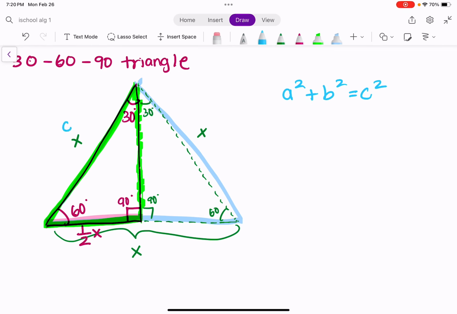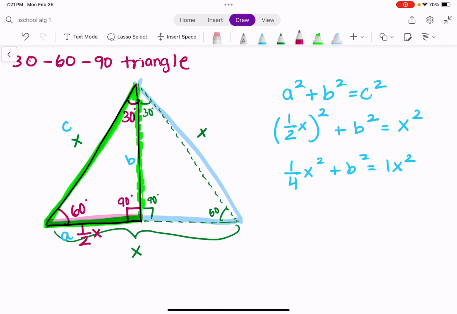This is my C, I'll make this my A, and I'll make this missing side my B. So I have 1/2 x to the power of 2. I don't know what my B is, and I know my C is x squared, or C squared is x squared. Now, let me just simplify. So 1/2 to the power of 2 is 1/4. I'm going to have x squared plus b squared equals, I'm just going to put a 1 in front, 1x squared.